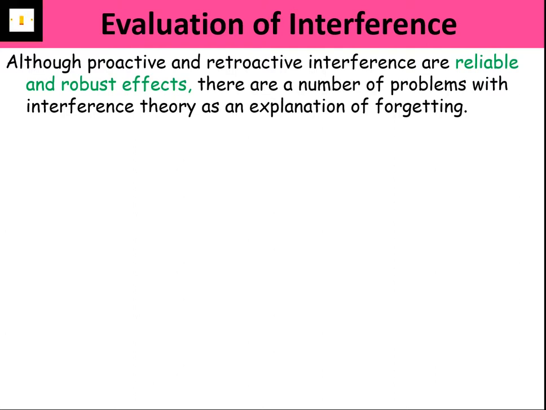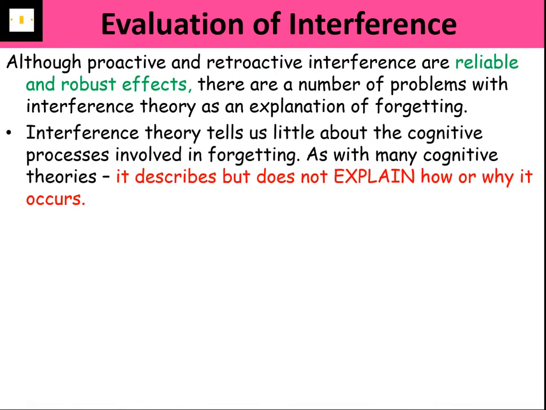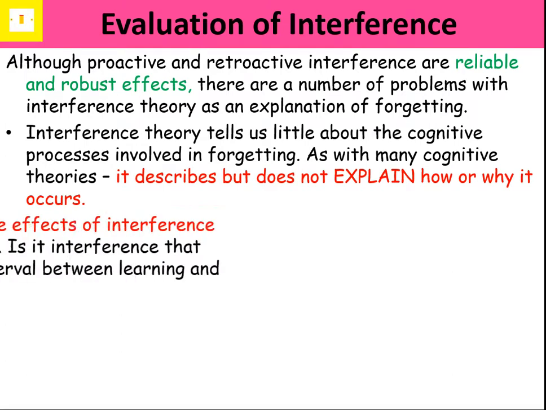So, overall evaluation. Although the theories tend to be reliable, there are a number of problems with interference theory. Number 1, interference theory tells us very little about the actual cognitive processes. So I would describe this as a descriptive theory, but not necessarily explanatory. In other words, it doesn't explain the process, how we forget or why.